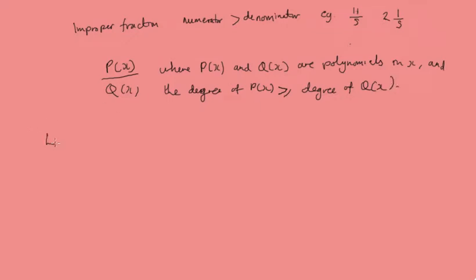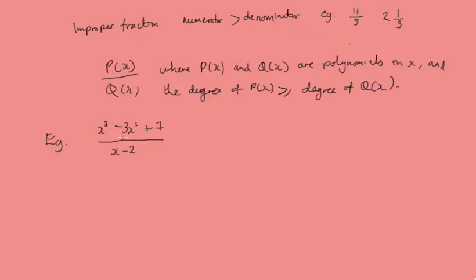So an example of an algebraic improper fraction would be x cubed minus 3x squared plus 7 over x minus 2. As you see, this is in a degree of x cubed, and this is x to the power 1. So this is our improper algebraic fraction.